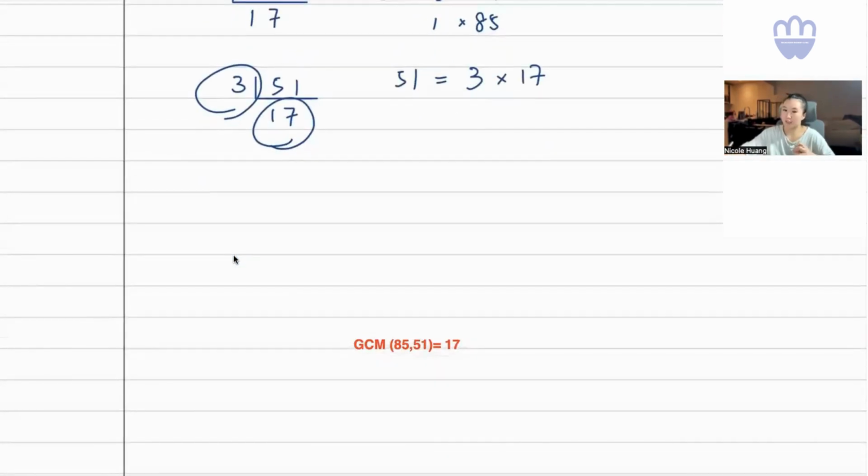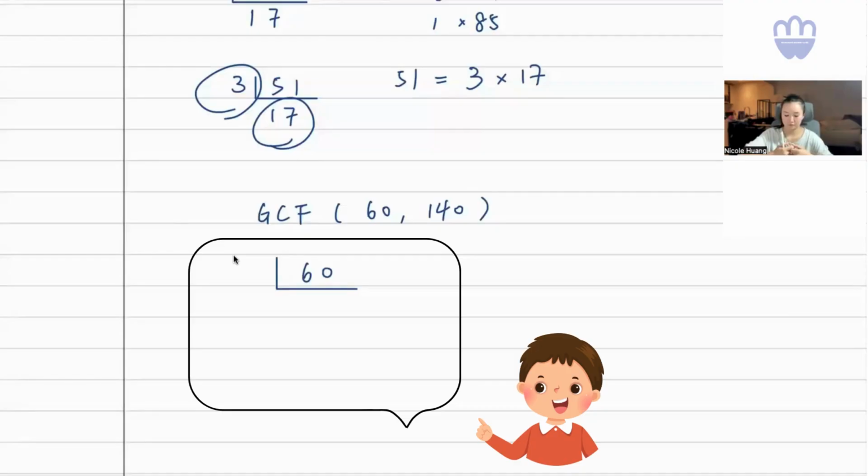Let's move on to something with more 2s and 3s. 60 and 140. So let's do 60 first. What is the largest prime number that it can be divided by? 3. Okay, let's try 3. 3 is a prime number, so we can do that. So 60 divided by 3 is? 20. Correct, so we write 20 down.